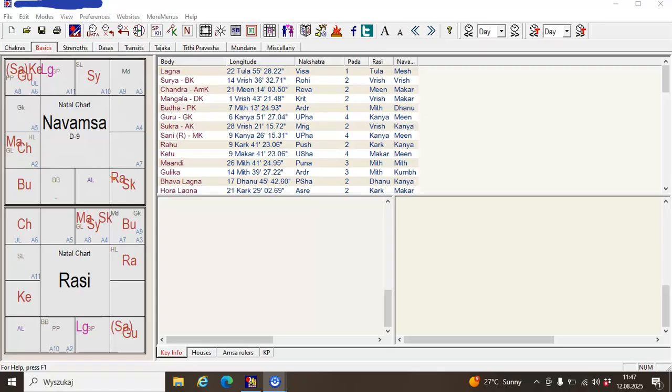Then we'll come to, obviously, Dhanu Mahadasha. Dhanu is an odd sign, so our counting will be direct. So we've got Guru, the ruler, 4 houses or Rashis away from Dhanu. So the length of Dhanu Mahadasha will be 4 years. Okay, very simple.